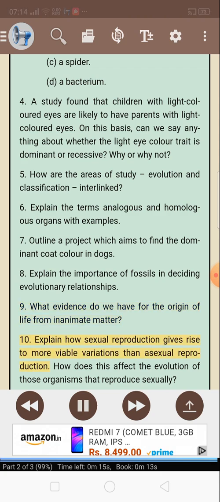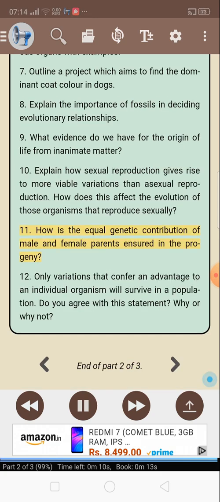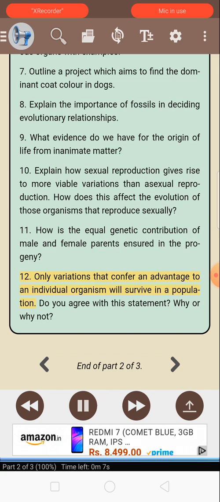10. Explain how sexual reproduction gives rise to more viable variations than asexual reproduction. How does this affect the evolution of those organisms that reproduce sexually? 11. How is the equal genetic contribution of male and female parents ensured in the progeny? 12. Only variations that confer an advantage to an individual organism will survive in a population. Do you agree with this statement? Why or why not?